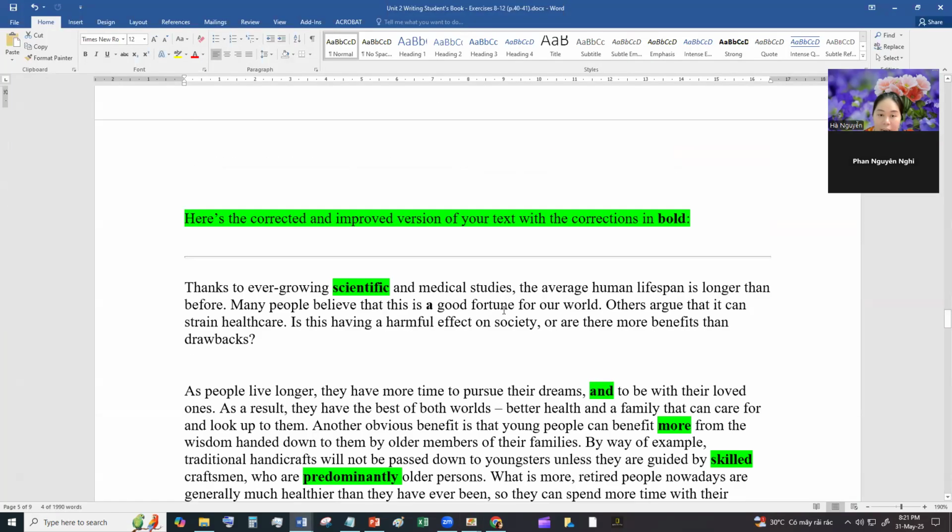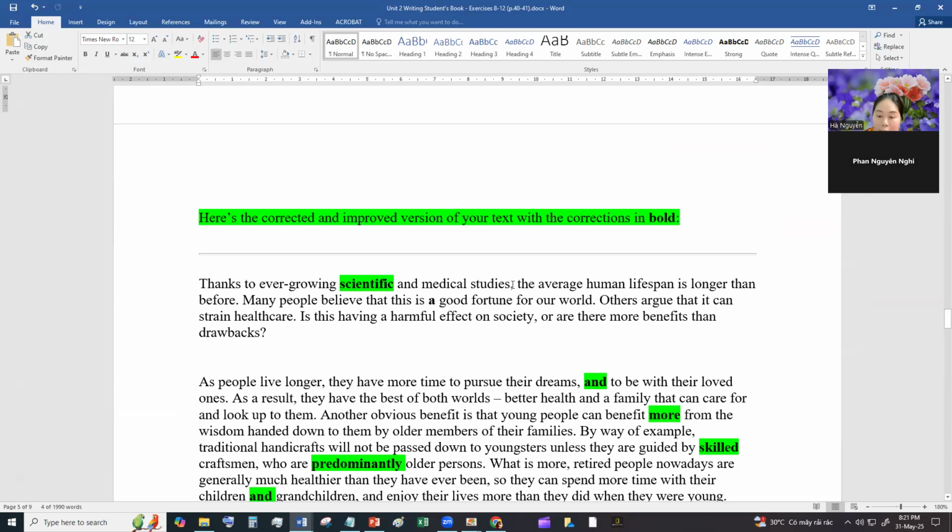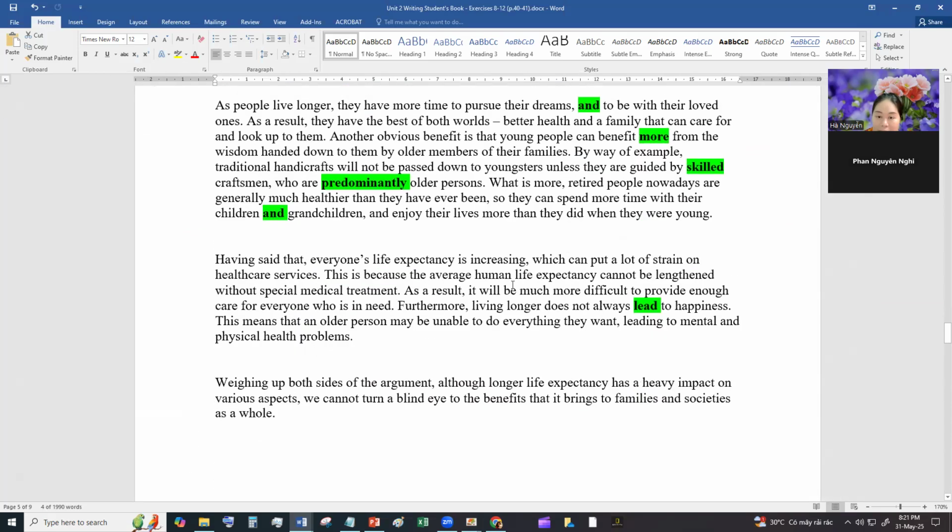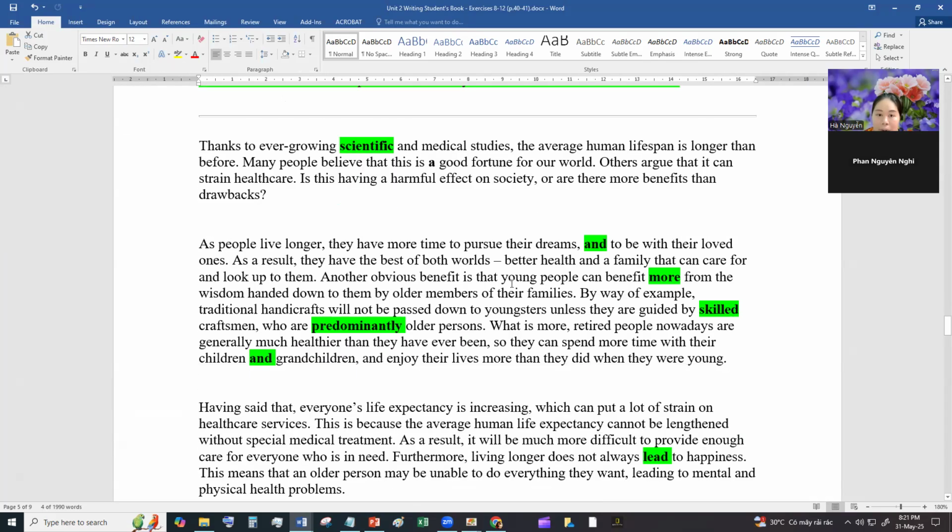Okay, all right, so here are the corrections for some of the minor mistakes. So for example, the ever-growing scientific studies, okay? So scientific should be the adjective for studies, not science. Okay, and if there are two things you want to mention in a sentence, you can link them with and. Okay, they have more time to pursue their dreams and to be with their loved ones.